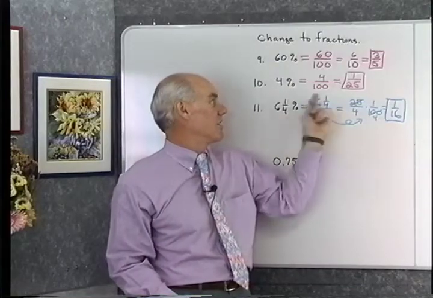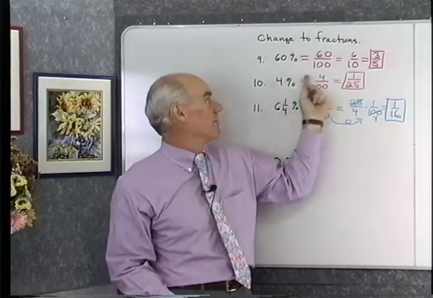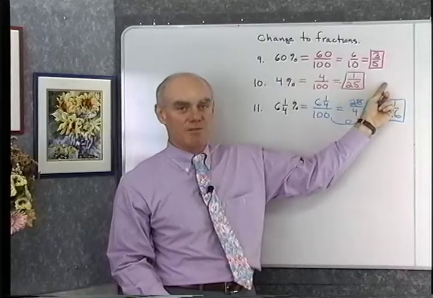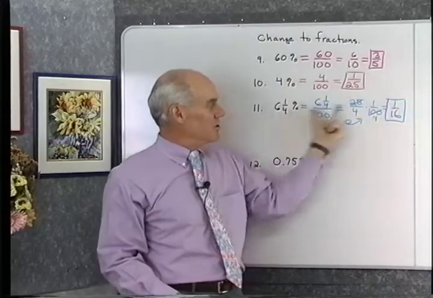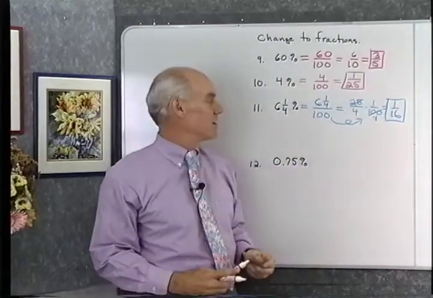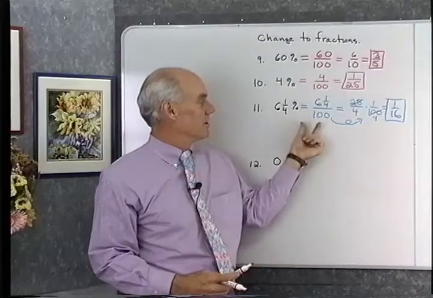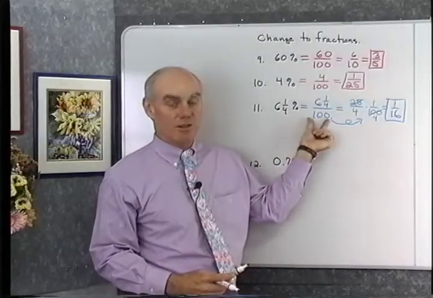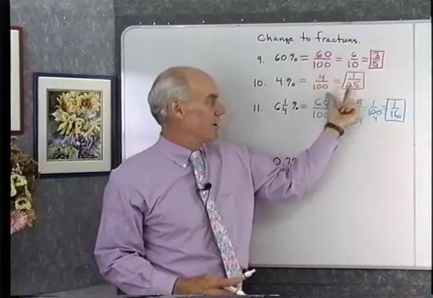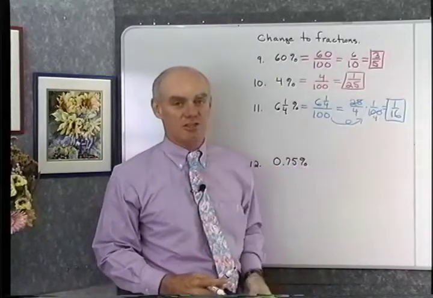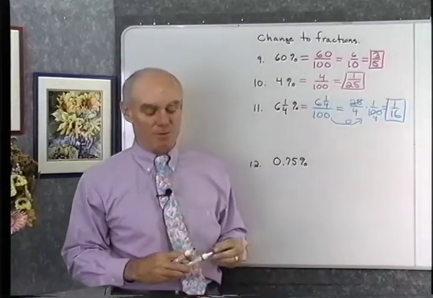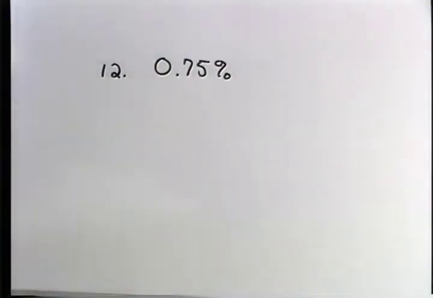That's 1/16. 4% is the same as 1/25, and 60% is the same as 3/5. So you can see in each of these cases, when I change my percent to a fraction, what I do is just use my definition to write it with a denominator of 100, and then I do whatever I can mathematically to change it into just a simple fraction. Let's try one more example.